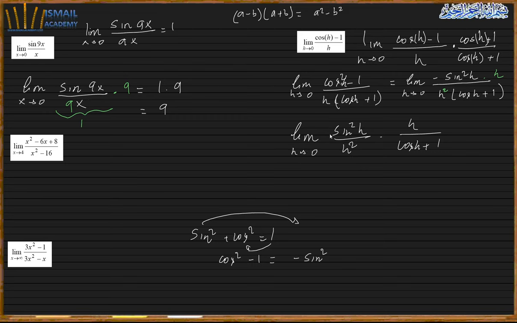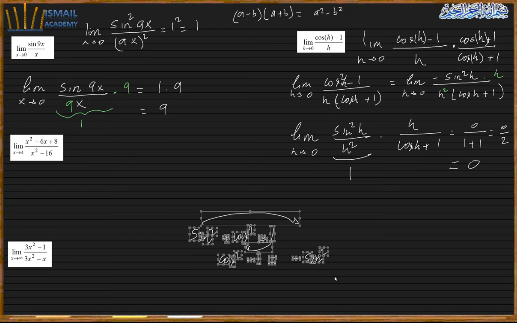So this is 1, because if I square this, I will square the 1, which gives me again 1. This is 1 when h goes to 0, the same case as when x goes to 0. And when I substitute 0 here, I will have 0 over cosine of 0, which is 1, so 1 plus 1, which is 0 over 2, which is 0. So this is a way to do it.